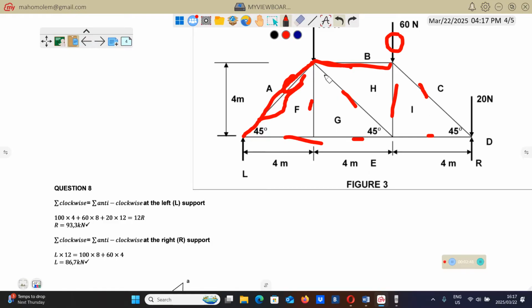Right. Now, these members, nine members that you see here, some of them will be under compression, some of them will be under tension.